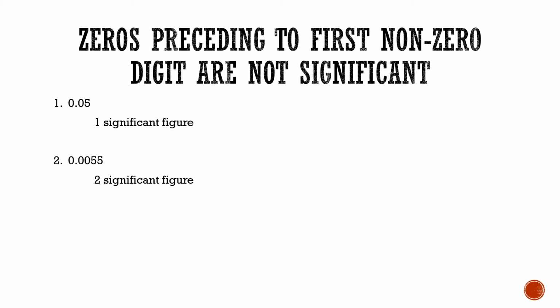The other example is 0.0055. Here there are two non-zero digits, 55, and preceding those numbers two zeros are present, but they are not counted in the significant figures. There are only two significant figures. So this is the second rule.